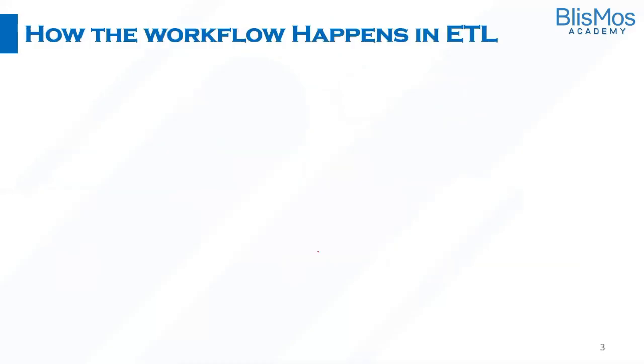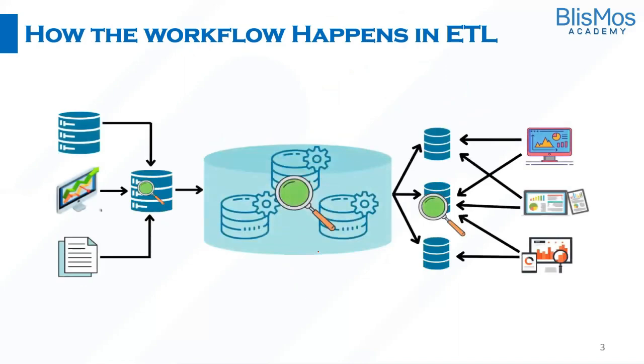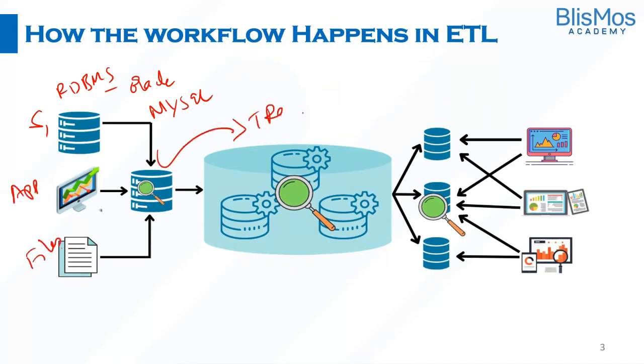Means, yes, we understood we have to extract the data from different sources. Sources can be RDBMS sources like Oracle, MySQL, PostgreSQL, and so on and so forth. And we have to extract the data from applications. We have to get the data from files. And then after extracting, we'll subject the data to transformation. Then we load that into the data warehouse.